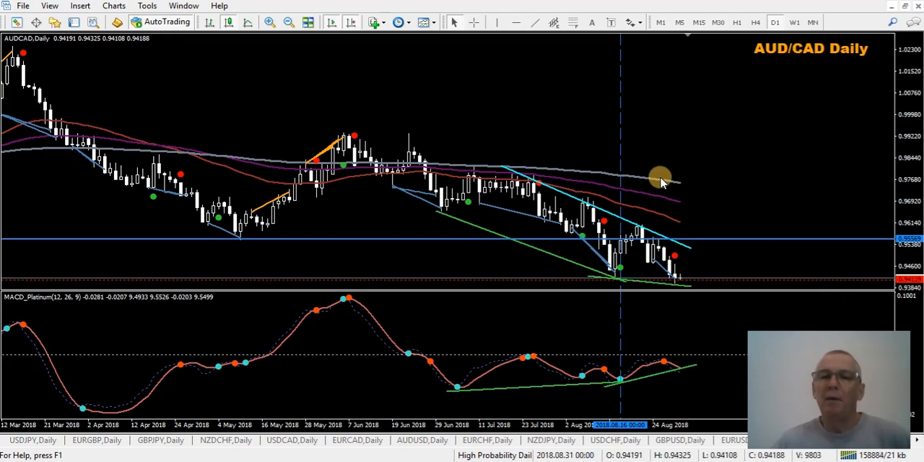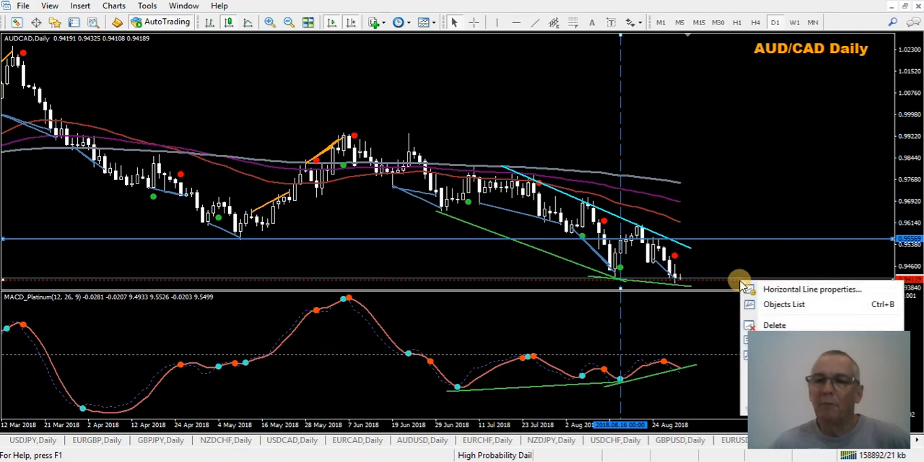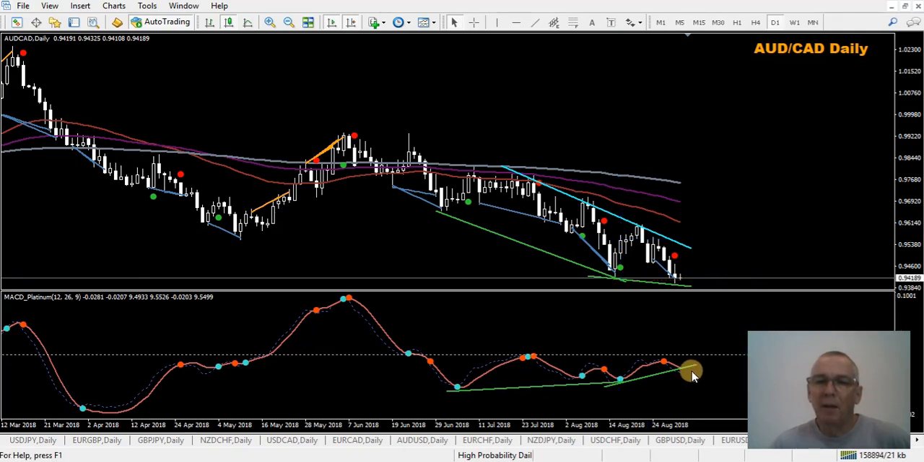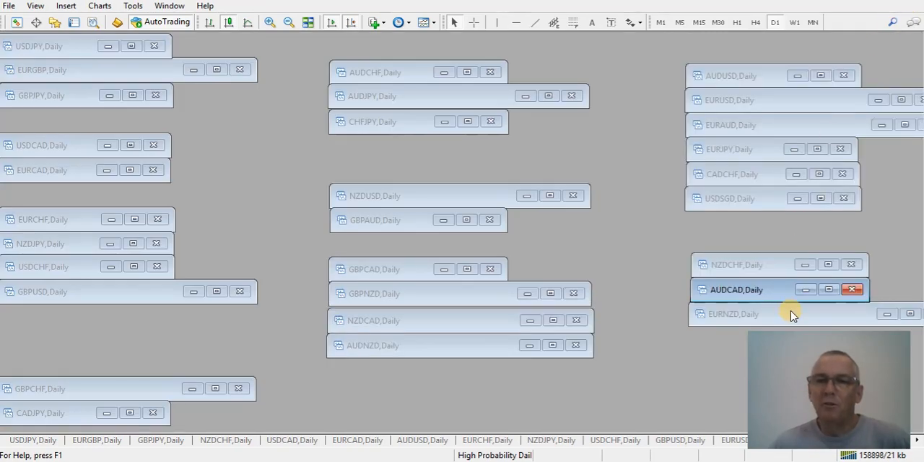Same with the AusCAD in a buy, stopped out yesterday. So no longer in that buy, but still got potential for a re-entry. Stopped out for a loss. I think this is all on the news, New Zealand news yesterday, high impact stuff.